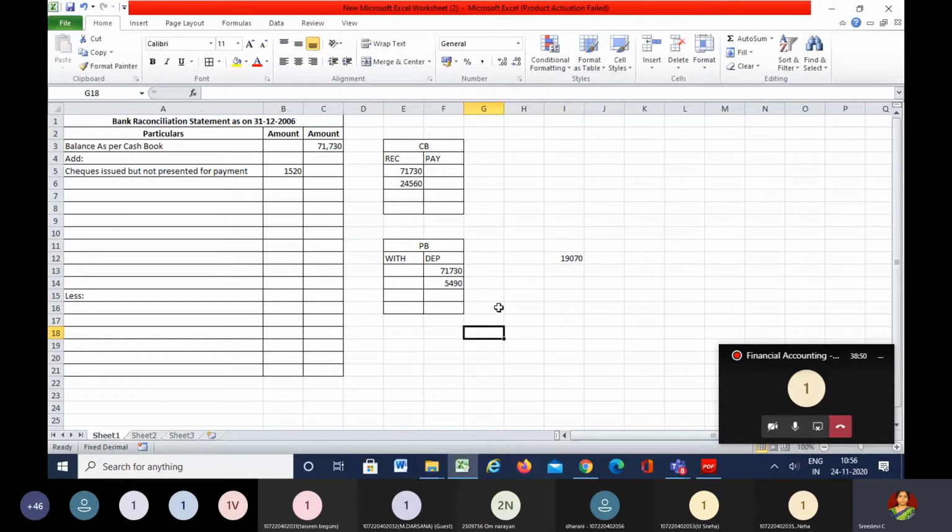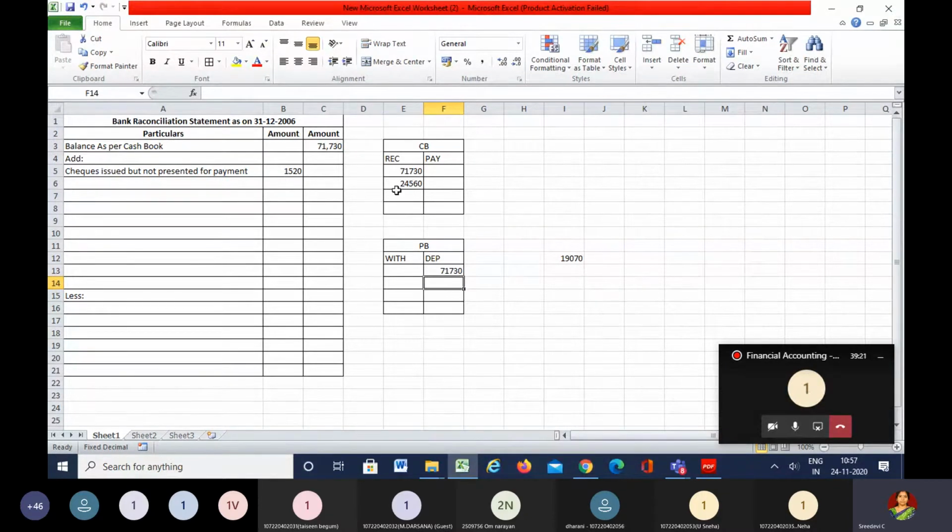That means in the cash book, the balance is more, whereas in the passbook, the balance is less. I'm repeating again. In the cash book, the balance is more because, suppose let us assume that this much amount is also not been credited. So what happens here? The cash book is more and the passbook is less. Because the passbook is less, here you need to minus. When you are deducting it, how much are you going to deduct? You will deduct 24,560. But in this problem, what is happening?